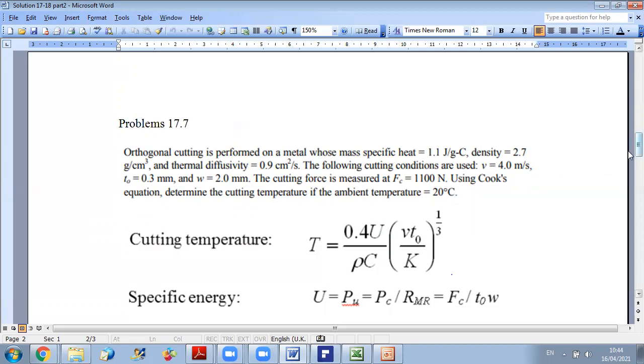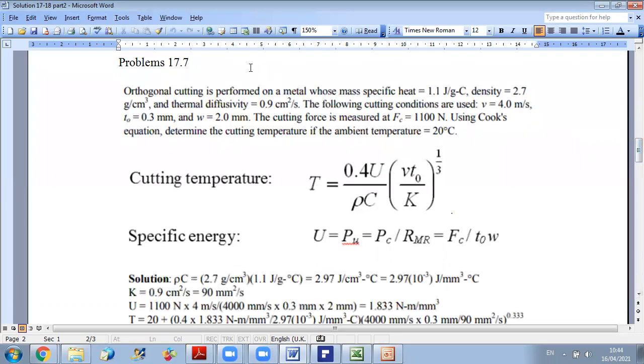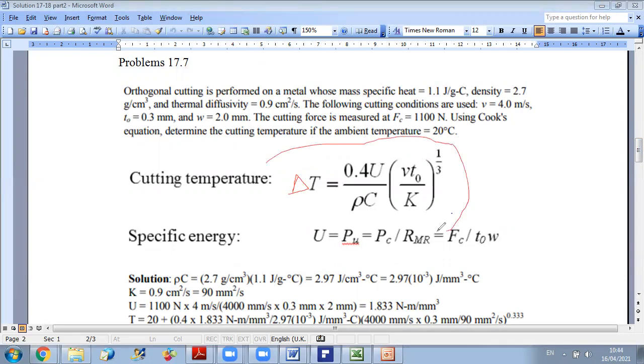So here it's a simple application of the temperature variation during the cutting operation. Just make sure, here it's delta T. Just pay attention to units. And the main idea here is to pay attention to units, okay? First, V is given. It is the cutting speed. It's 4 meter per second. t0 also is directly given. It's 0.3 millimeter.